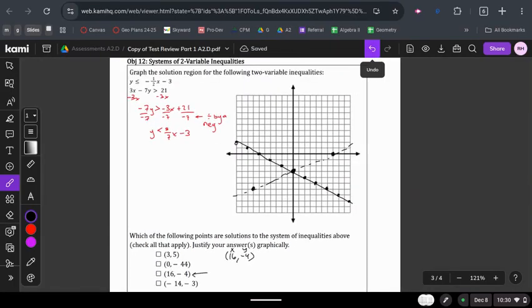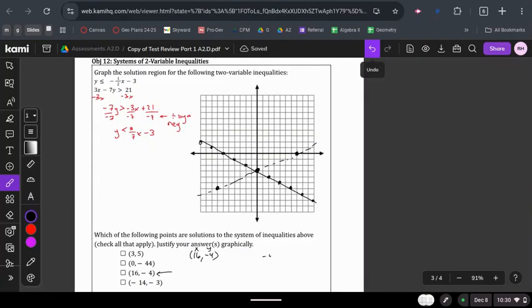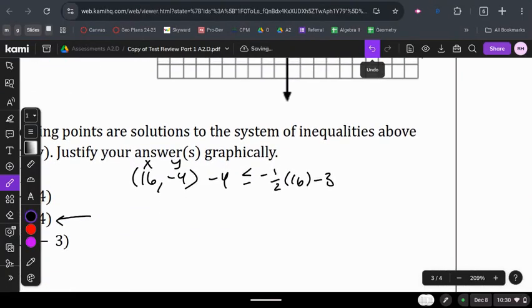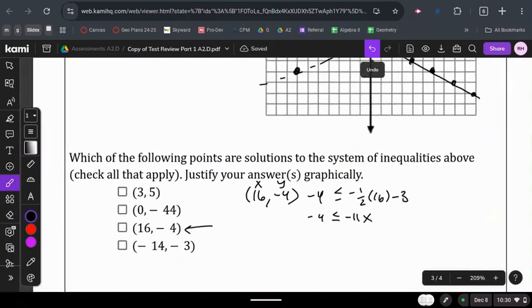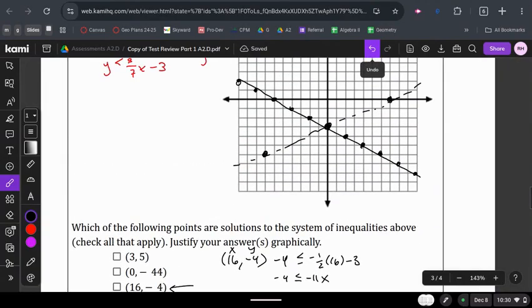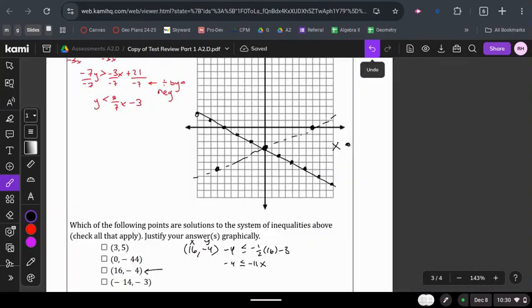So this is going to be y, so -4 is less than or equal to, so I'm doing this first one, -1/2 times the x value, which is 16, minus 3. So when I simplify down the right-hand side, -4 is less than or equal to -8 minus 3, so -11. That is not true. So therefore, that is for sure not a solution. So when I look at the graph, 16, -4 is somewhere over here. That region is not a solution region. So then I can keep going.